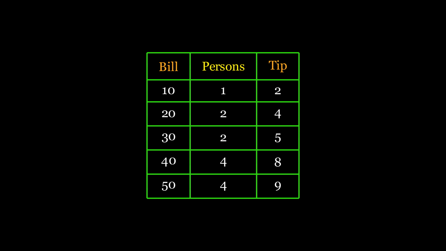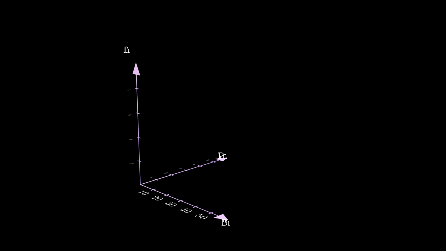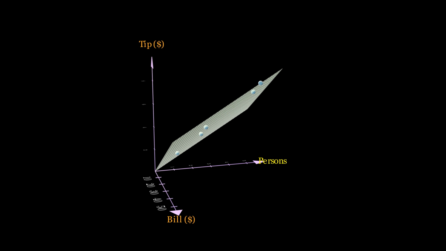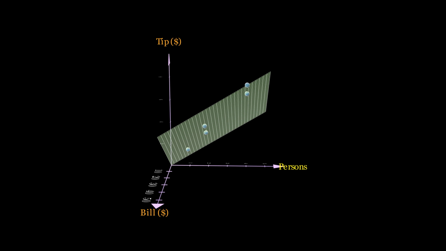In this expanded dataset, we had two input features, the bill amount and the number of persons. Our target variable remains the tip amount. This configuration allows us to represent the data within a three-dimensional coordinate system. The objective of the multiple linear regression model is to determine the optimal plane that best fits these data points while minimizing the overall loss function.